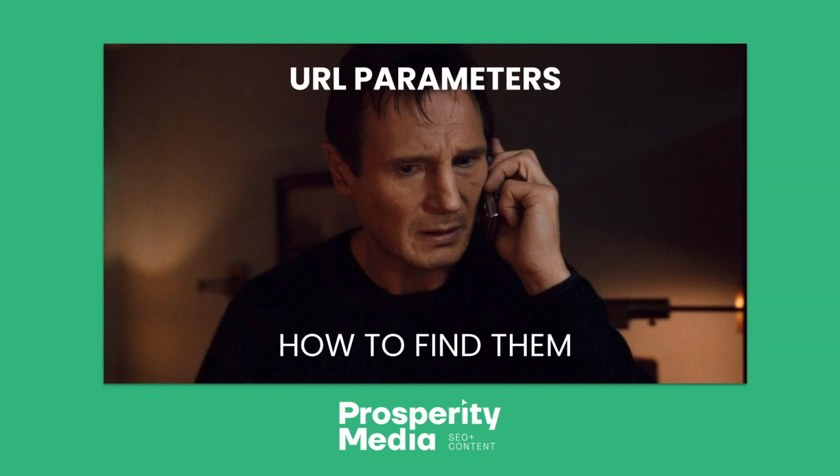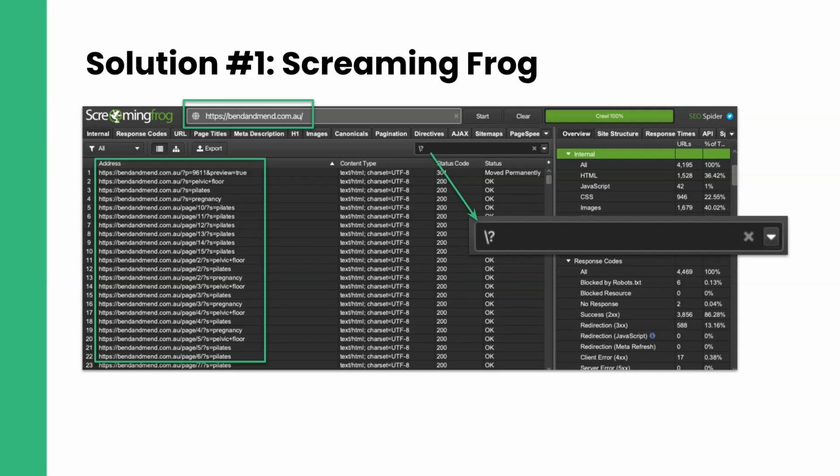Now, when it comes to URL parameters, how do you find them? Well, you call this old mate and he will find them, hunt them down and kill them, apparently. Well, an easy solution is to use Screaming Frog. Once you've completed a crawl, you can go into this little bar and type in a question mark, and it will filter through all the pages that have a URL parameter, and then you can use your own judgment to analyze and decide whether these are problematic or not.